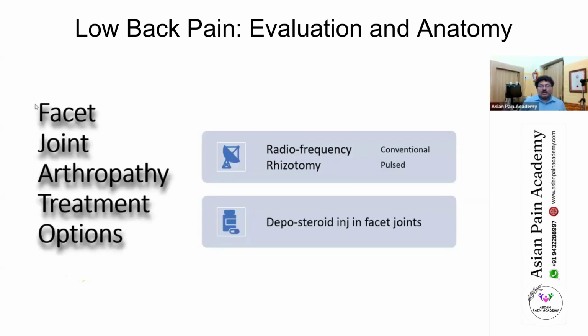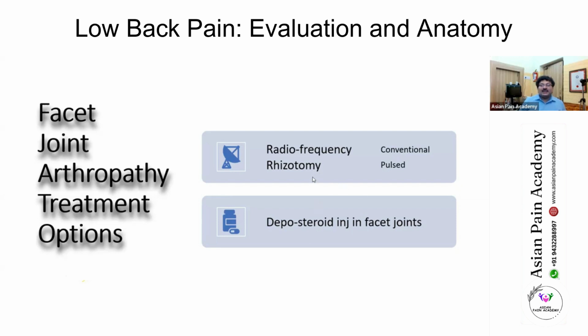Now, what are the treatments? As I told, I'll be telling only the names. First of all, diagnostic injection for the facet joints. Then we can give an intra-articular facet joint injection in the form of depot steroid, or we can do the diagnostic injection in a different way as well. In place of an intra-articular injection, we can just inject the nerve supply of the facet joints and check whether the pain is relieved or not. That is known as the diagnostic medial branch block. I'll be discussing it when we discuss the facet joint exclusively.